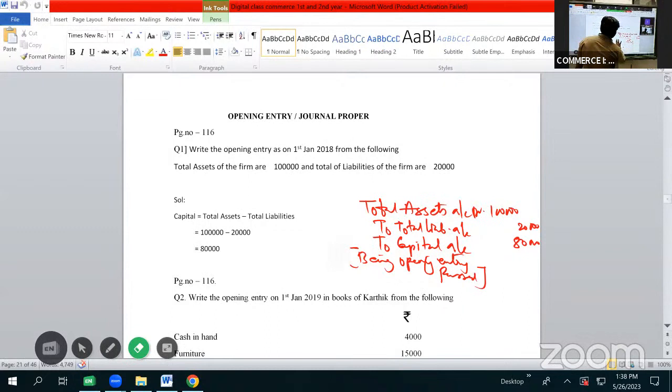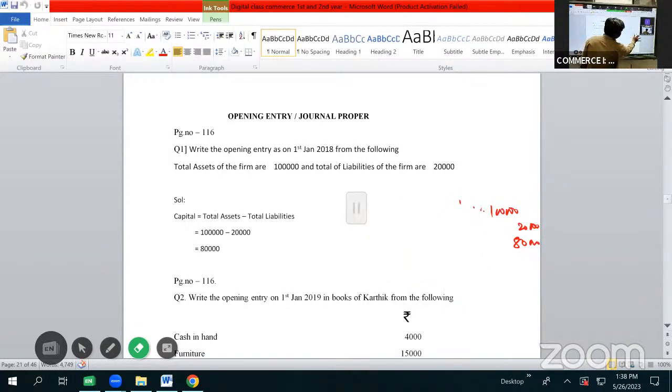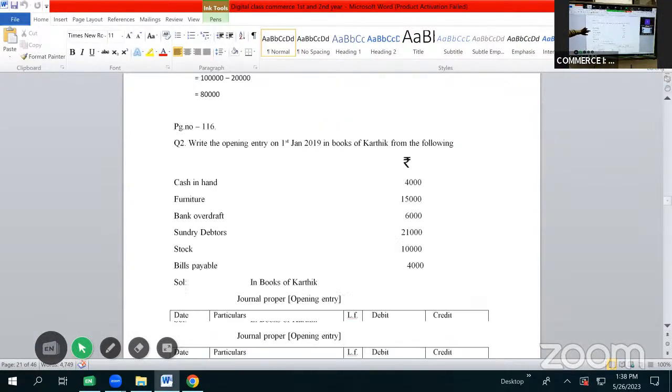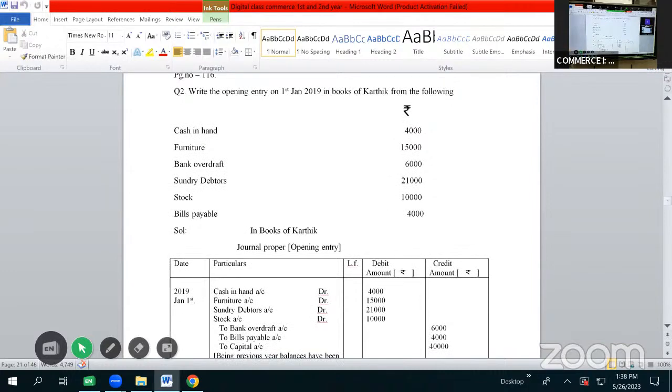Continuing with the second problem for the topic, journal proper or opening entry. Page number 116, question number 2. Write the opening entry on 1st January 2019 in the books of Karthik from the following. So again, we are asked to pass an opening entry and we are provided with some assets and liabilities.